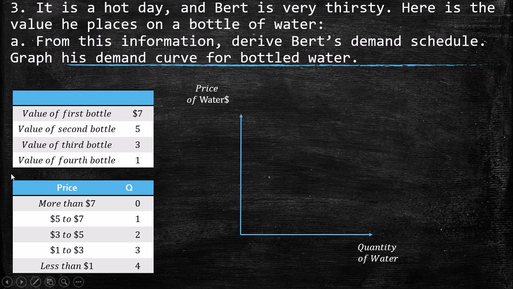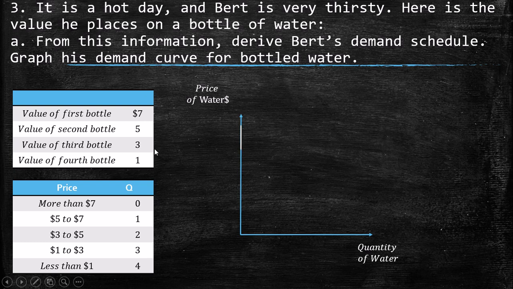So here is the demand schedule. Here we have the price and here we have the quantity. When the price is higher than $7, Bert is not going to buy anything. But when it's from 5 to 7, he will buy 1. When it's from 3 to 5, he will buy 2, the first and the second. When the price is between 1 and 3, Bert will buy 3, these first 3. And when the price is less than $1, he will buy 4 bottles.